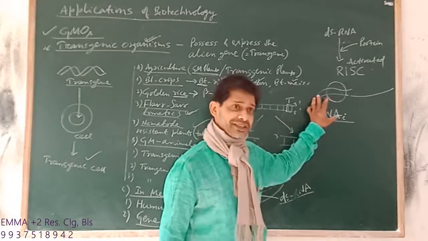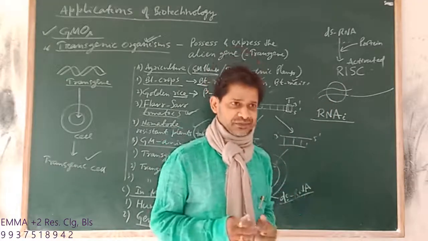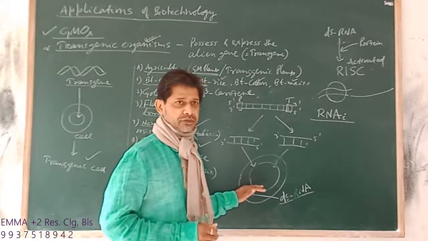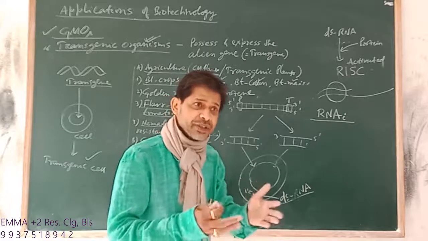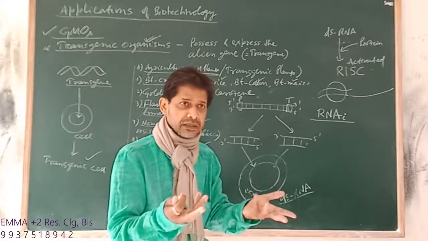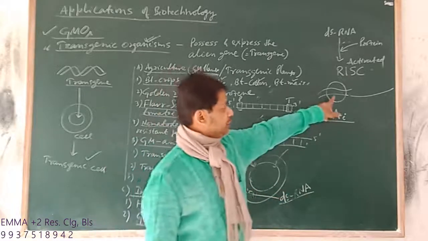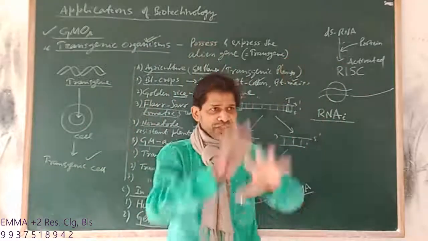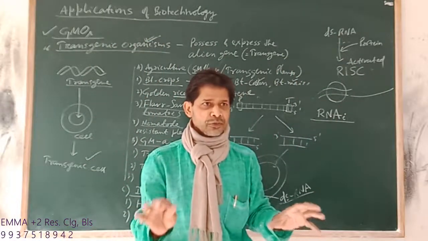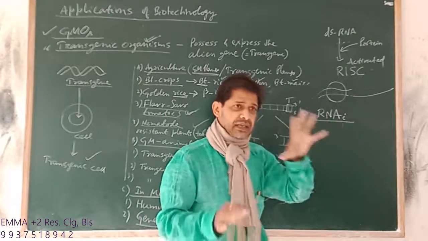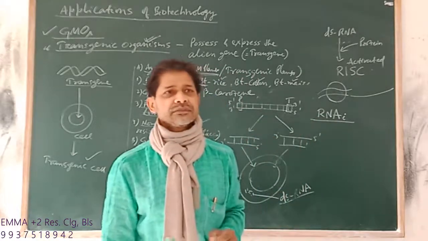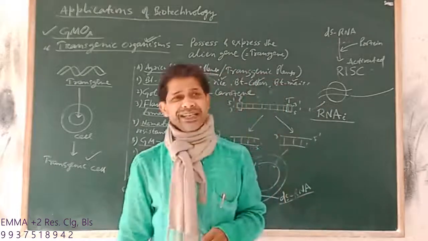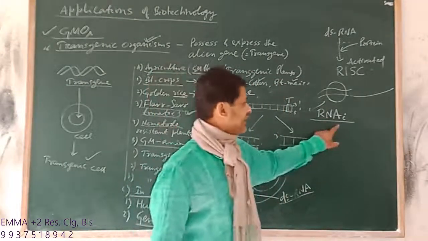This activated RISC is eagerly waiting for the parasitic gene. Once the parasitic gene starts expression, the protein will not even be formed. That RNA will be identified, because our activated RISC is floating in the cytoplasm. Wherever the RNA is, it will bind and cut it into pieces. So that technique is called RNA silencing technique or RNA interference.